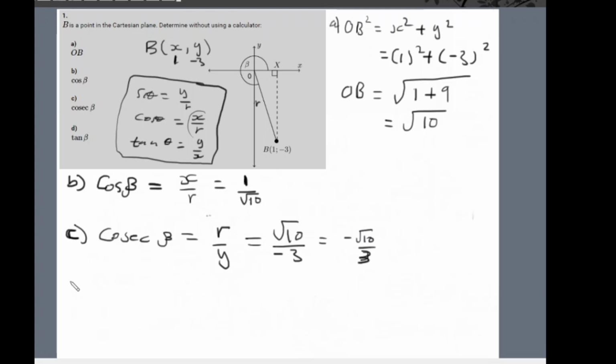Okay, and then question D, we have tan beta. Tan beta is y over x. Y is minus 3, x is 1. Therefore tan beta is just minus 3.